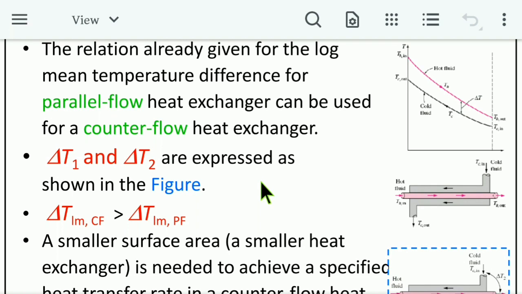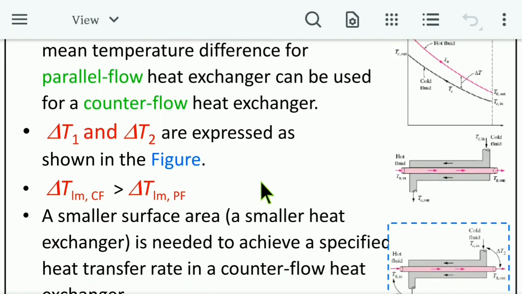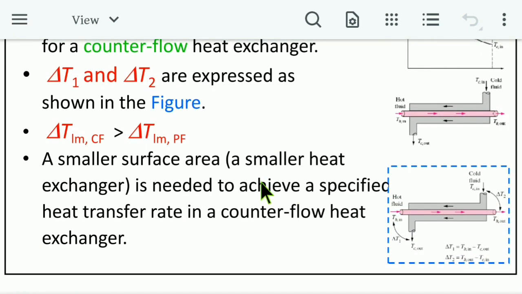ΔT_lm,CF is greater than ΔT_lm,PF. A smaller surface area, a smaller heat exchanger, is needed to achieve a specified heat transfer rate in a counterflow heat exchanger. So the log mean temperature difference for counterflow is always greater than the log mean temperature difference for parallel flow.